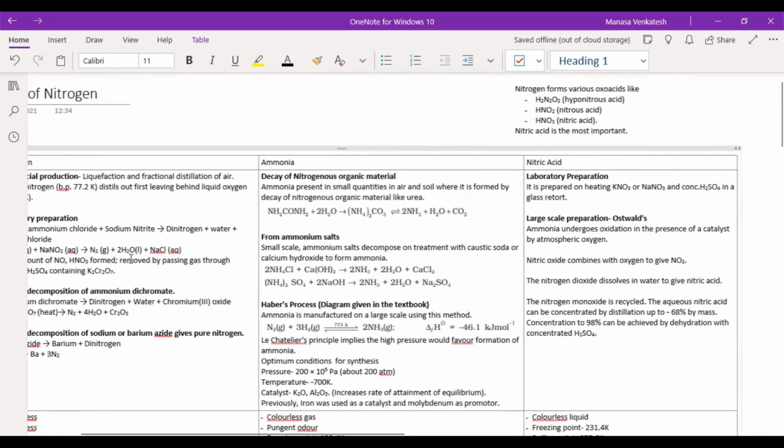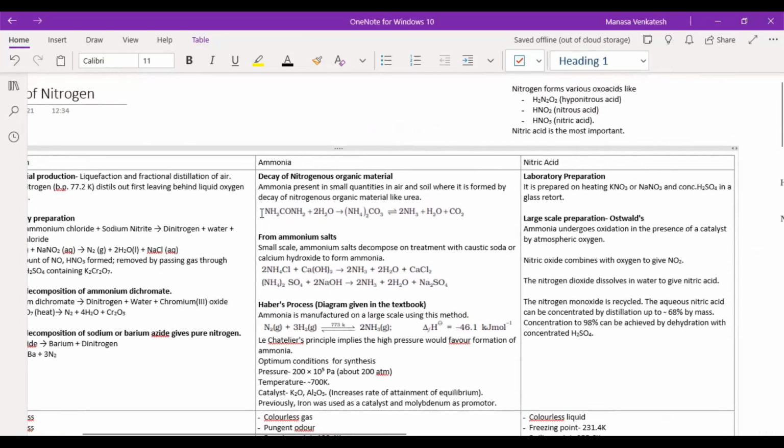Ammonia, the preparation. The first one is, as we know, there are various organic compounds which consist of nitrogen. One of them is urea. When it undergoes decay, first it's forming ammonium carbonate, which on further decay is forming ammonia, water, and carbon dioxide.